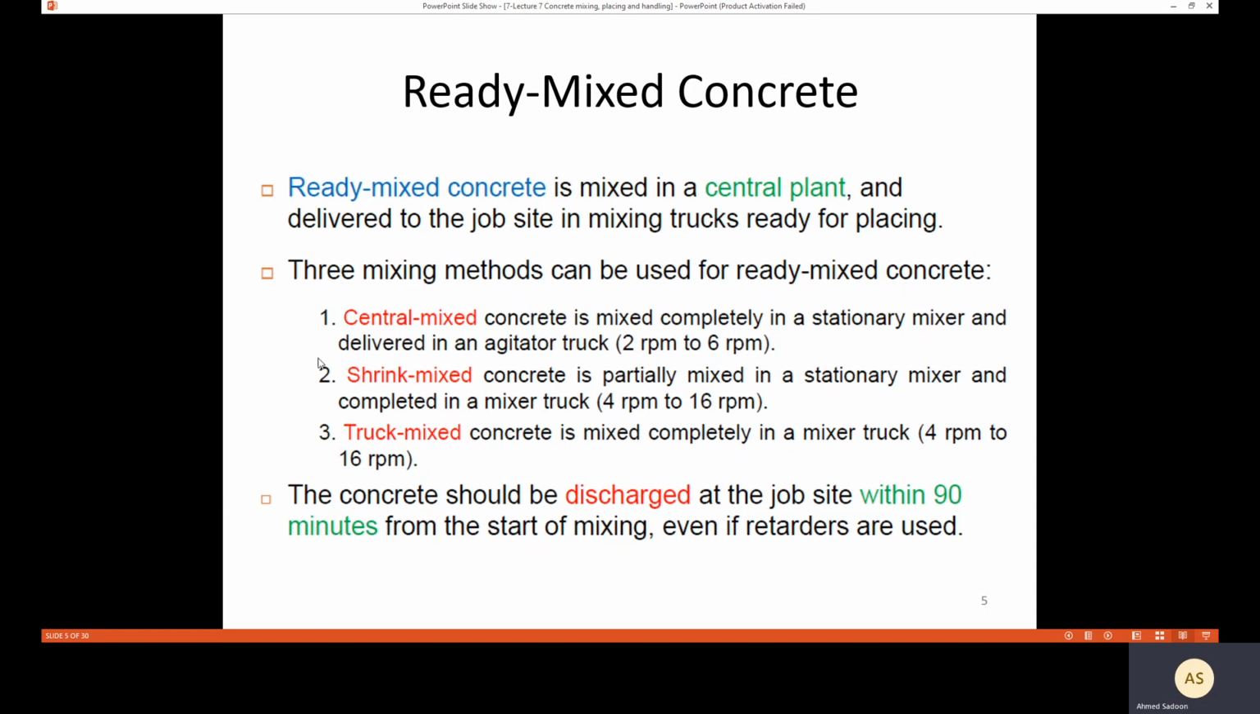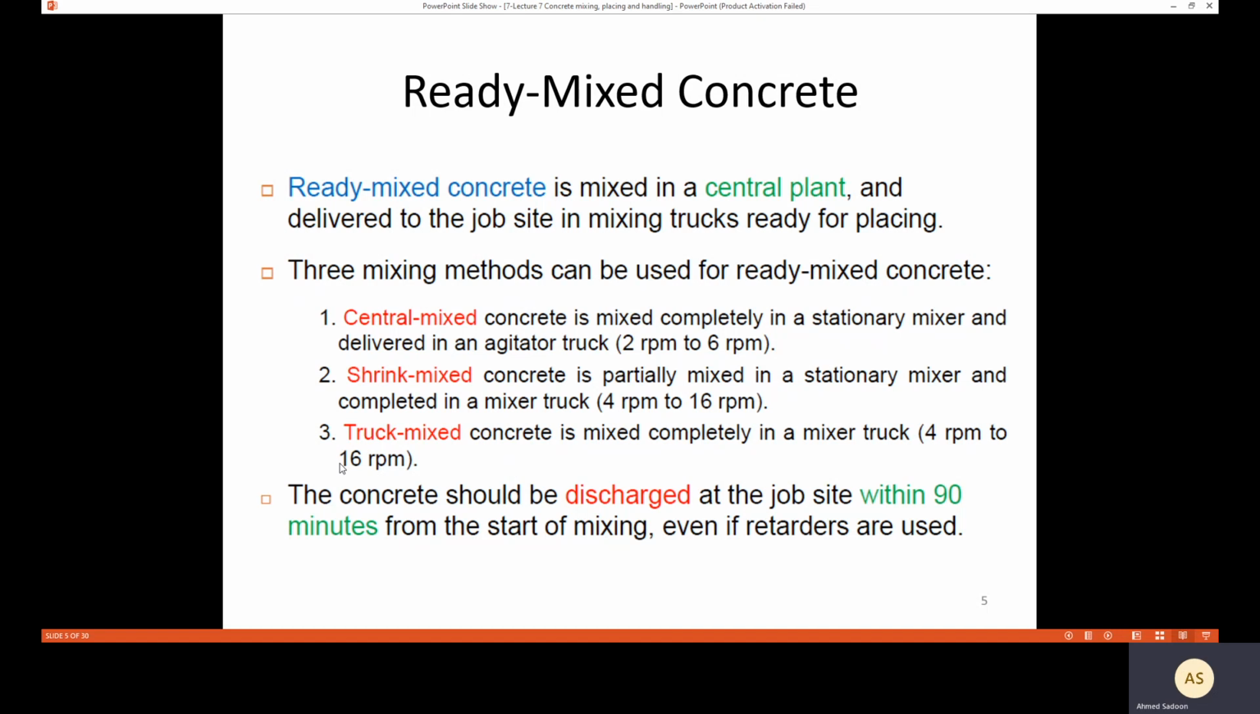So we have 3 cases regarding the ready mix concrete: either completely mixed in the central plant, or partially between the truck and central plant, or completely mixed in the truck.